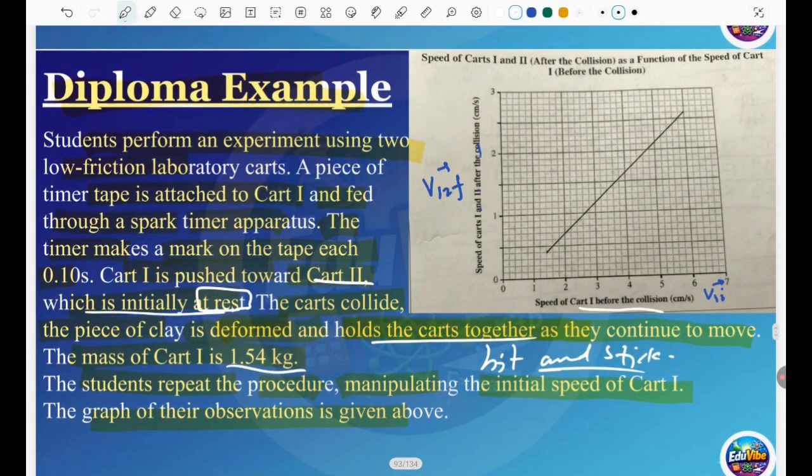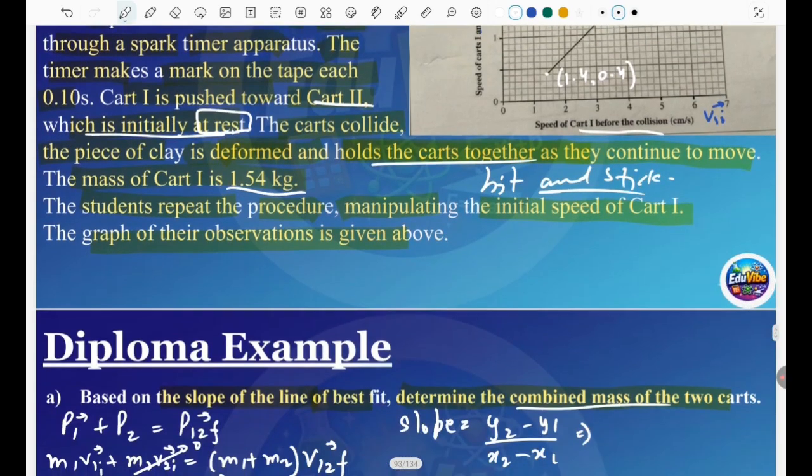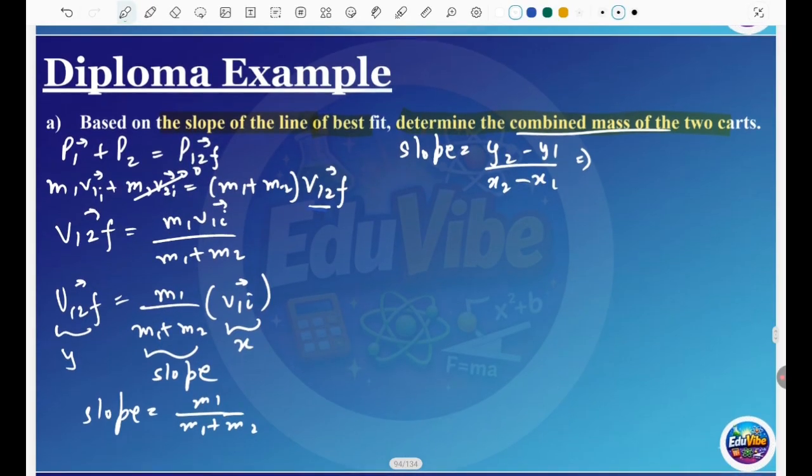The best fitted points in this graph: on one side, this is the best fitted point, and the point is 1.4 comma 0.4. It's in centimeter per second and this is also centimeter per second, so it doesn't matter, we take exactly the units we have. For the other point we have 6.0 comma 2.6. It's approximate, so there are different answers, and if there's a slight variation in the answers, it is also marked as correct.